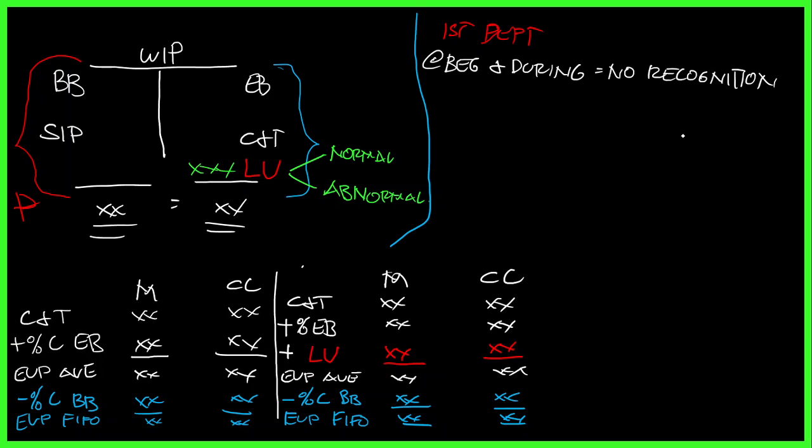Anong effect nito? For example, in our first department, we found out that there are lost units of 100. Pero, okay, these lost units was found at the inspection point between or during the process. Okay, kapag sinabing no recognition, wag ka lang magdagdag ng lost units dito. Okay? And your EUP will be as if there are no lost units.